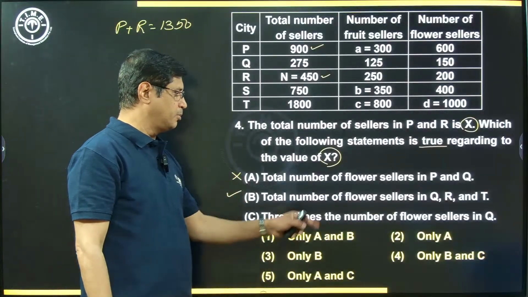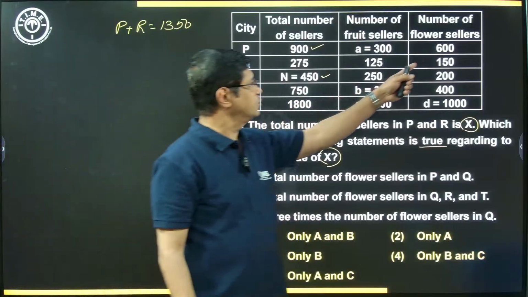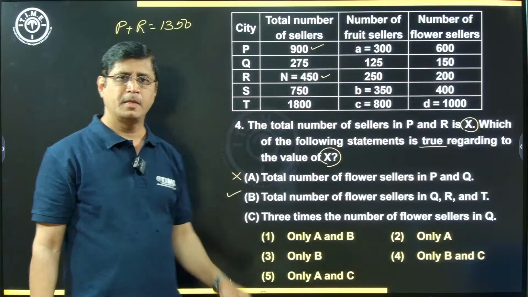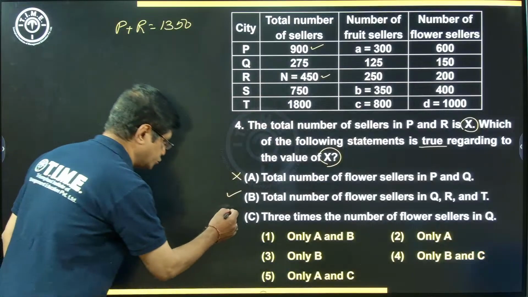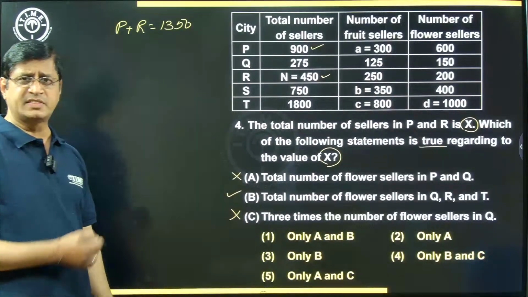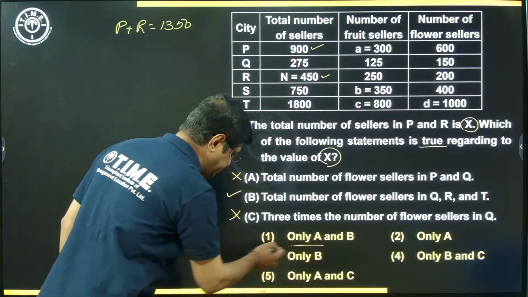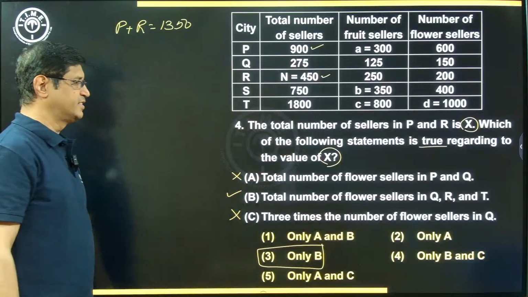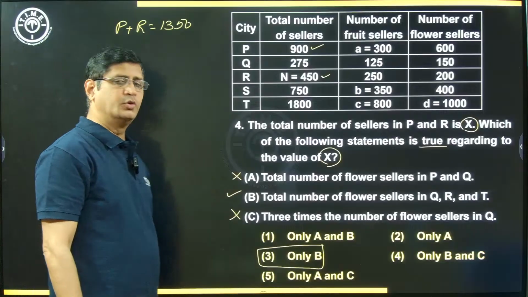3 times the number of flower sellers in Q. Flower sellers in Q is 150. 3 times 150 means 450. But the actual value here is 1350. Not matching, so incorrect. So out of the 3 statements, which is true? Only B is true. Now mark choice 3 as the answer. So what is the right answer? Choice 3. Am I clear? Right, moving to the next example.